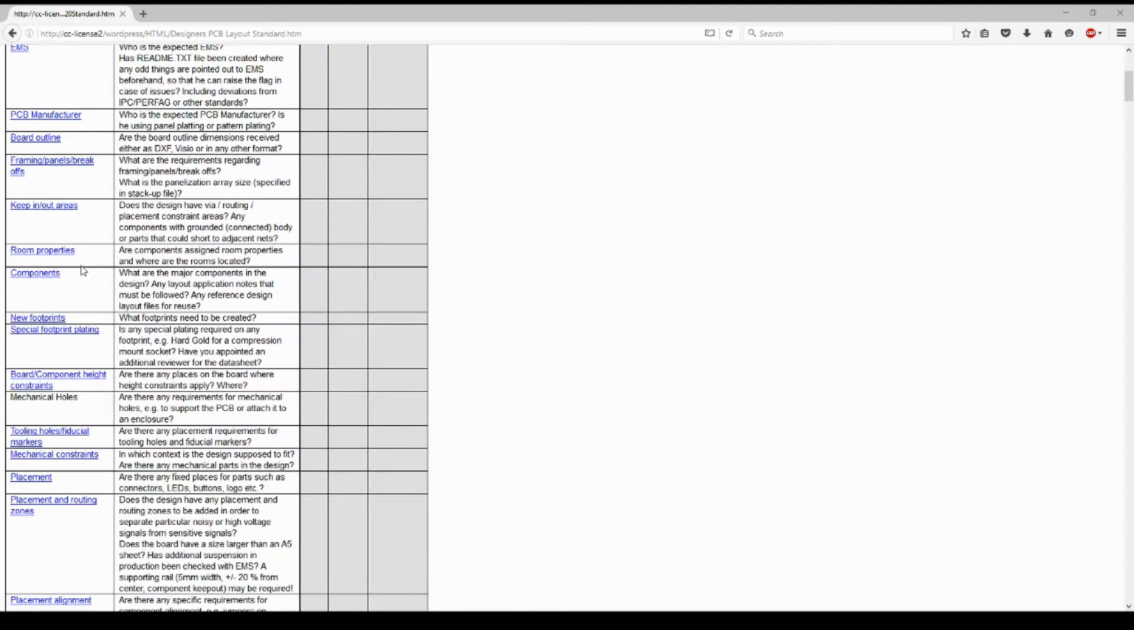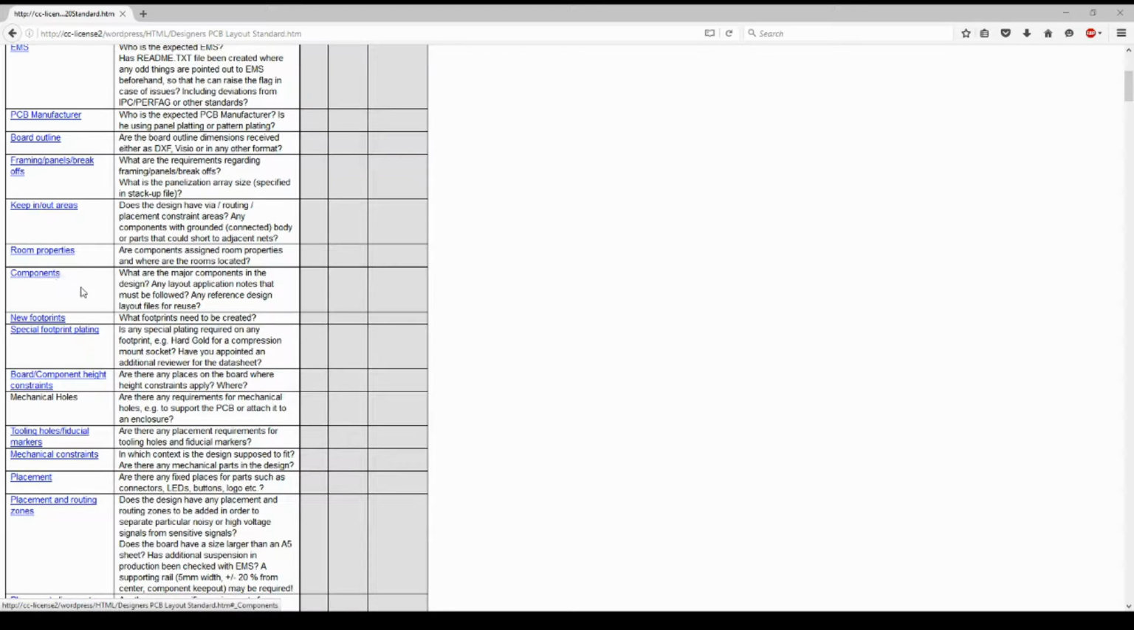Room properties. If anyone is not familiar with room properties, it's a property that you may apply in some tools, so that you can say, okay, these components must be in the same room, same area of the board. It can also be used for initial placement or grouping of components, so it's a kind of initial sorting. It's good to know if the hardware engineer, the designer, has set this up and they actually want us to utilize this property.